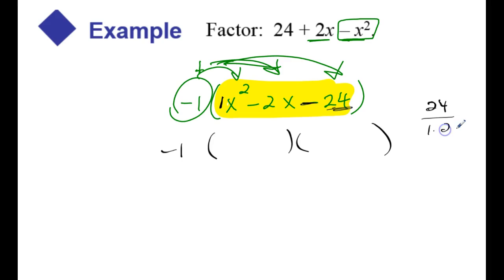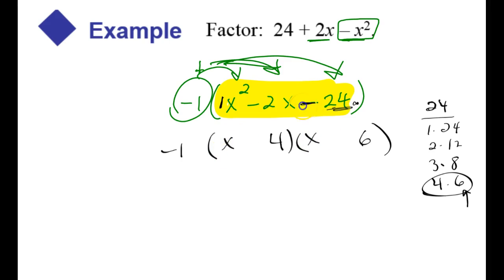So here comes the factors of 24. 1 and 24, 2 and 12, 3 and 8, 4 and 6, 5 doesn't go in there, and then I hit a number over here and I'm done. Factors of 24 that differ by 2 are 4 and 6. How I choose to put those in there, I don't care if you go 4 and 6 or 6 and 4. There's no y squared term this time, so I just stick with this.